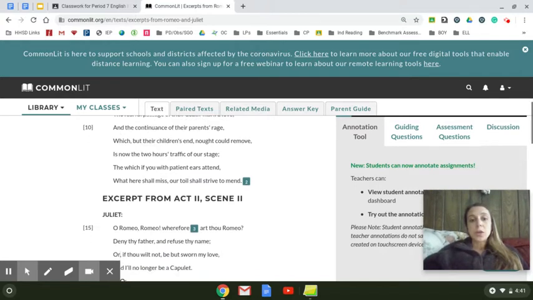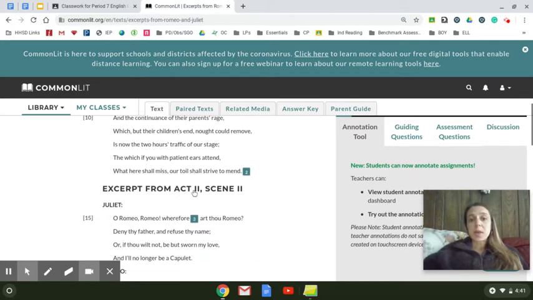After you finish the prologue, here's the excerpt, and this is from Act 2, Scene 2. This happens after Romeo and Juliet meet at that masquerade and they fall madly in love at first sight. And Romeo sneaks into where Juliet lives and sees her on a balcony. And that's where this whole part starts.